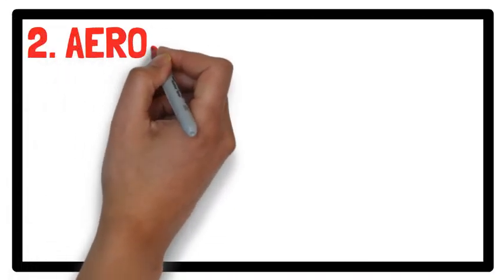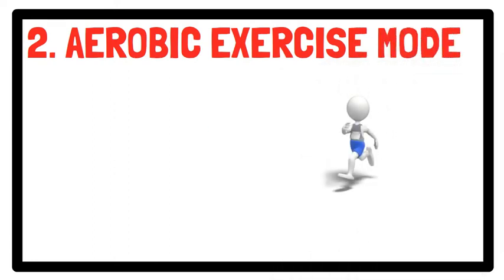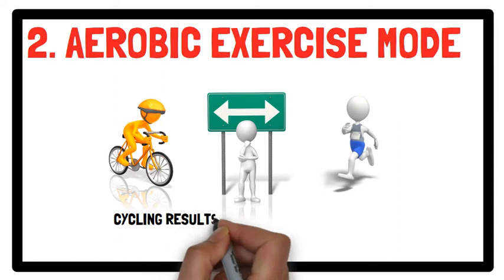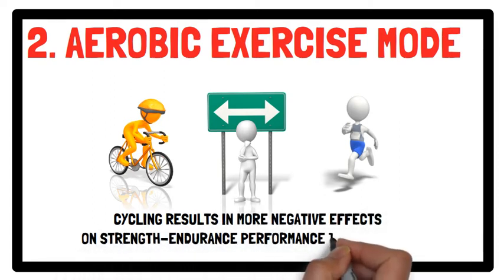Moving on to consideration 2, aerobic exercise mode. When comparing running and cycling, they differ biomechanically and physiologically. Therefore, it is no surprise the aerobic exercise mode selected can alter the magnitude of negative interference on strength performance. From the review, Valéria and colleagues concluded that cycling results in more negative effects on strength endurance performance than running.